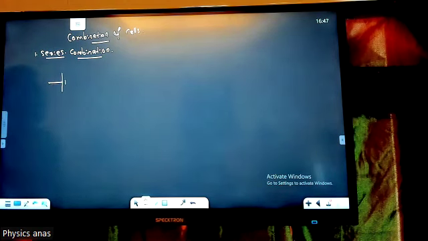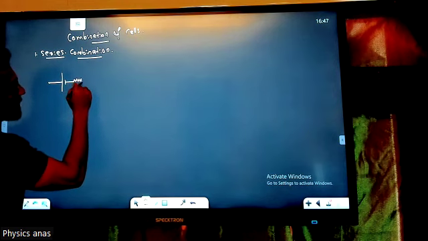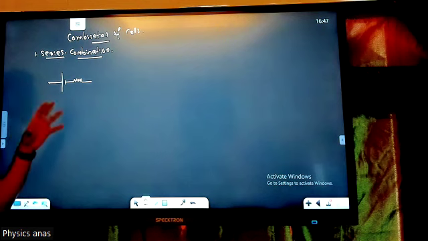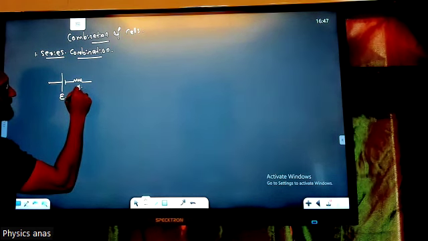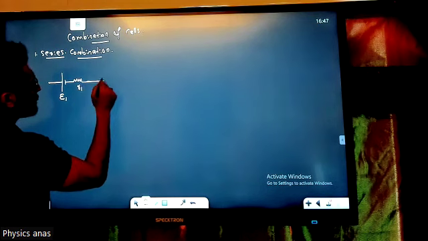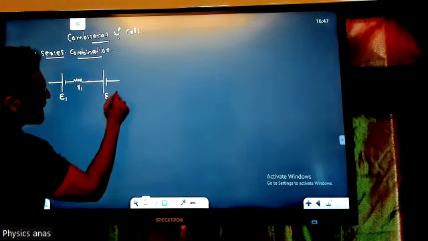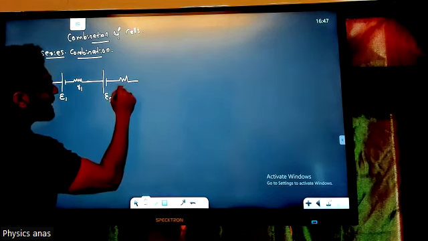This is the EMF of a cell, right? A cell can be represented like this, an EMF and an internal resistance. So this is the first cell. EMF is E1, internal resistance is R1. Then the second one. This is the second cell. The EMF of the second cell is E2, and the internal resistance of the second cell is R2.